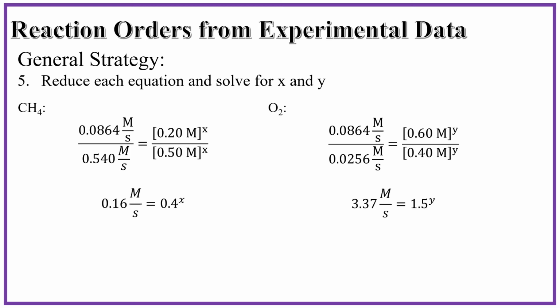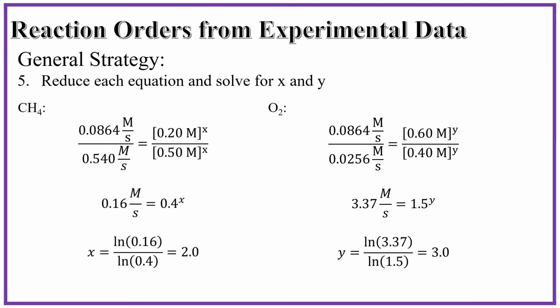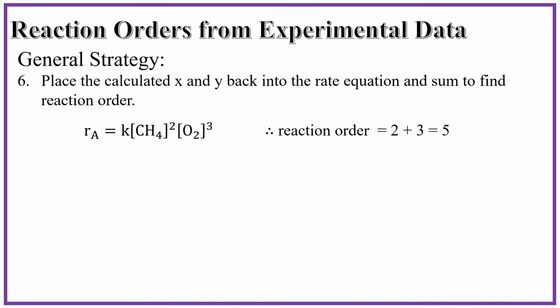This gets us the equality 0.16 is equal to 0.4 to the x power, and 3.37 equals 1.5 raised to the y power. We can now solve for x and y by taking the natural log of both sides and dividing the left-hand side of the equation. By doing this, we see that x is equal to 2 and y is equal to 3.